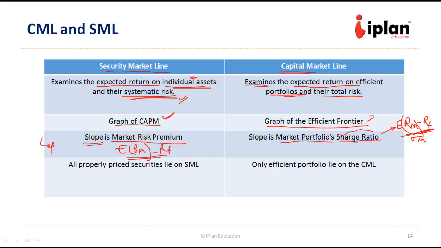And finally, all properly priced securities will lie on the SML. We have seen if it is overvalued, it will lie below. If it is undervalued, it will lie above the security market line. So if it is properly priced, it will lie on the security market line. And if we talk about the capital market line, only efficient portfolios are going to lie on the capital market line. So this was about the standard capital asset pricing model.